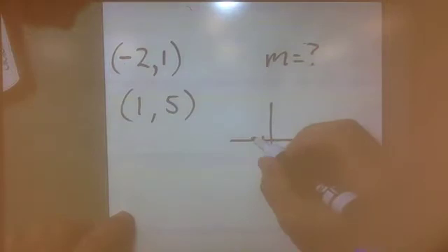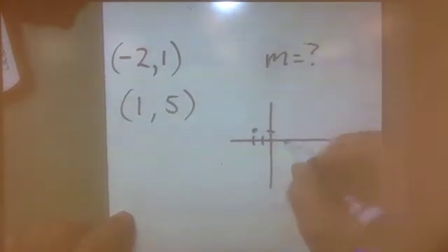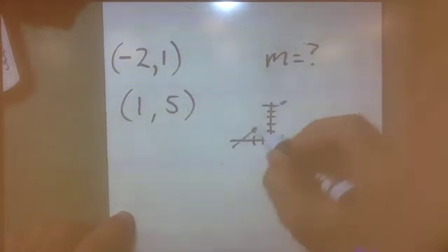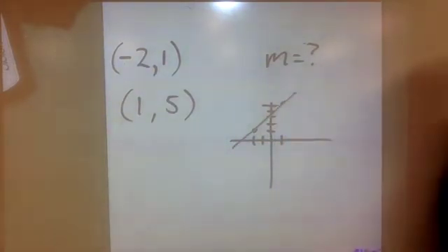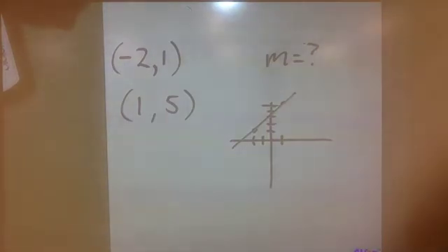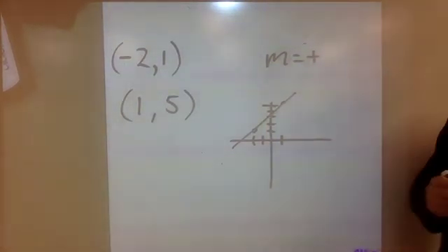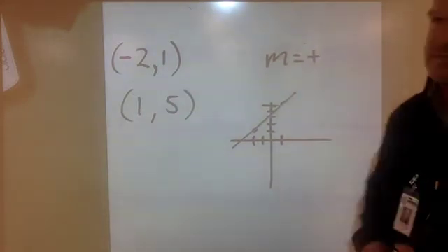So you've got negative 2, 1, that's right here, and 1, 5 is up here. So when you connect those 2 points, that line is clearly going up. So now we know we have a positive slope. All right, and that's half the battle. Half the battle is getting your positives and negatives right.